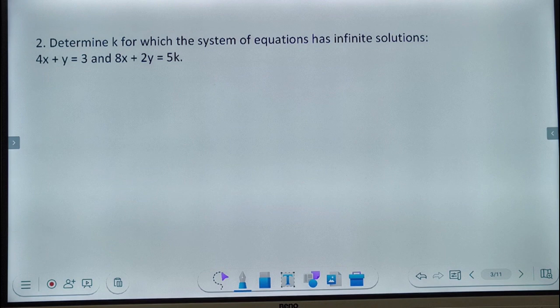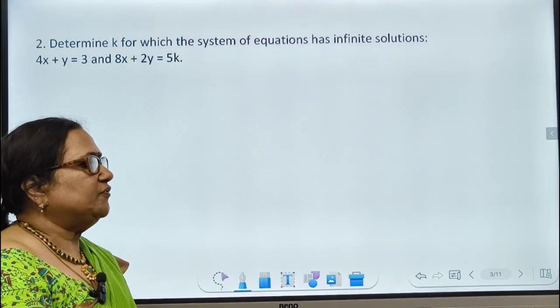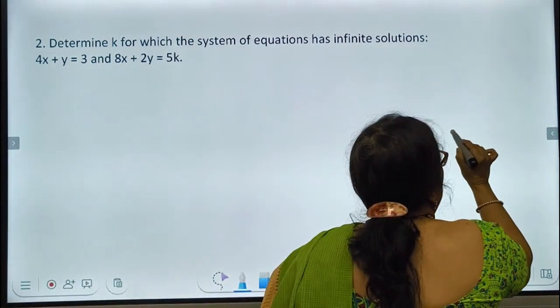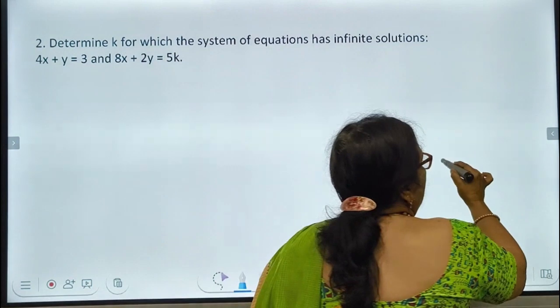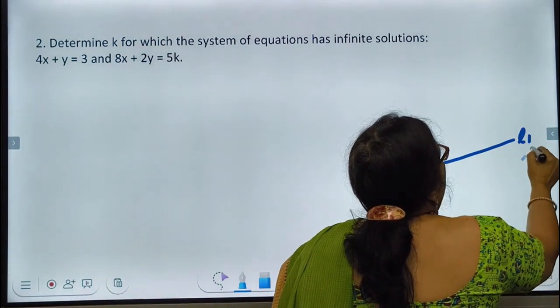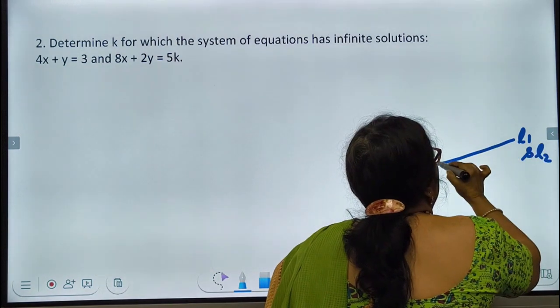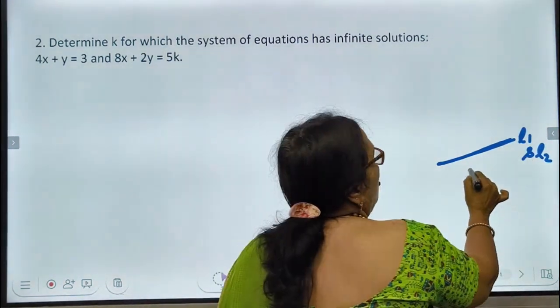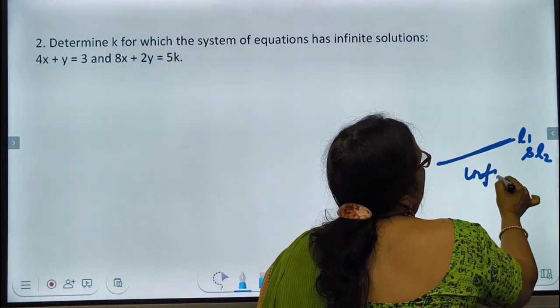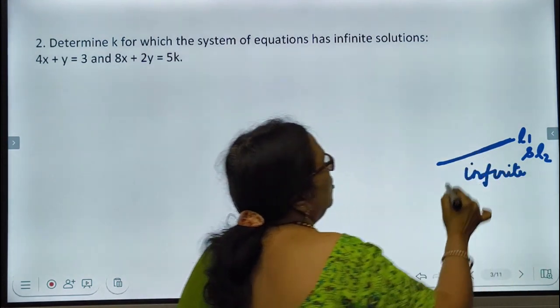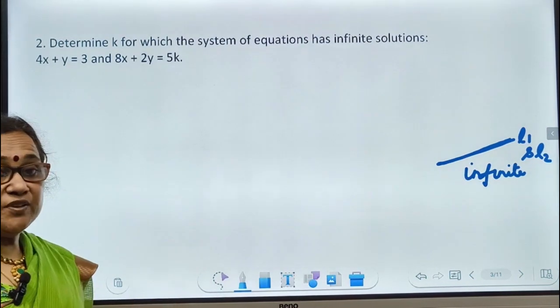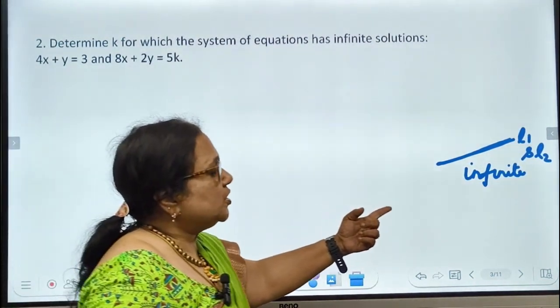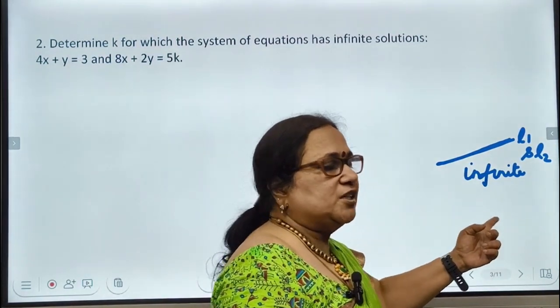Next problem, you have to find the value of k for which the system of equations has infinitely many solutions. When will a system of equations have infinitely many solutions? Suppose I have two lines which are coincident. So I have one line L1 and L2 is again on that. That means every point is a solution. So how many points does this line have? Infinitely many points. So the equations we say are consistent if they have a solution, and they will have infinitely many solutions.